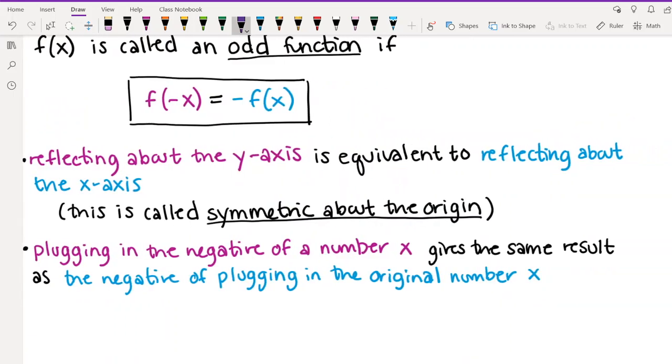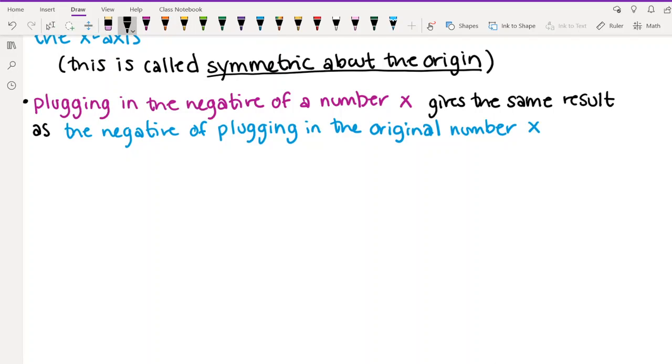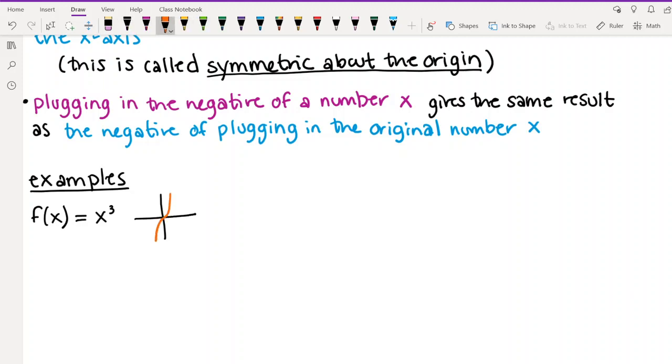Okay, so let's brainstorm again a few examples of odd functions. So one example would be f of x is equal to x cubed. We already saw that. I'm going to sketch a quick little picture of it. So it does have this kind of diagonal symmetry shape.